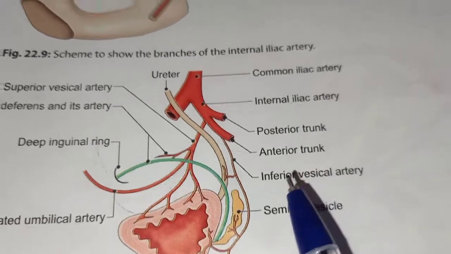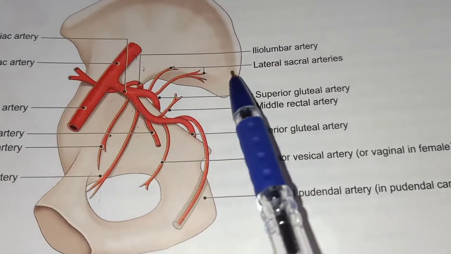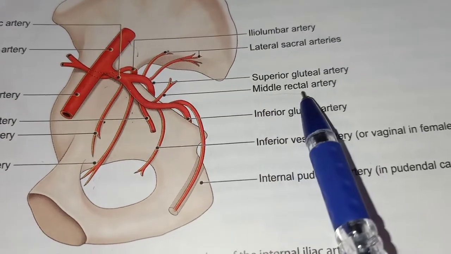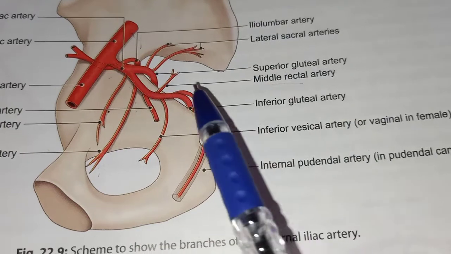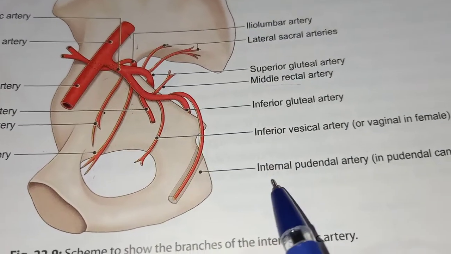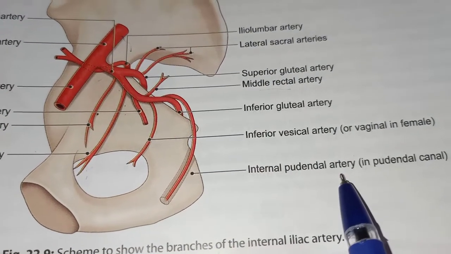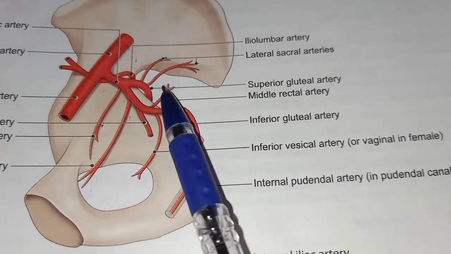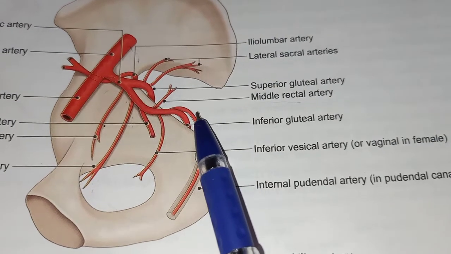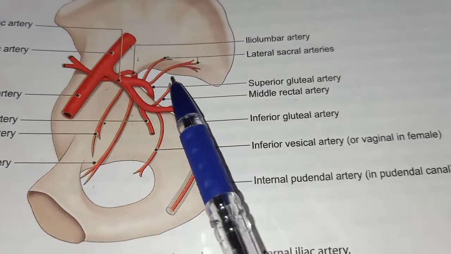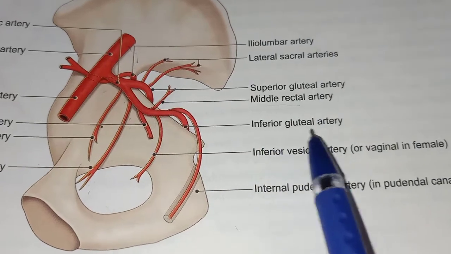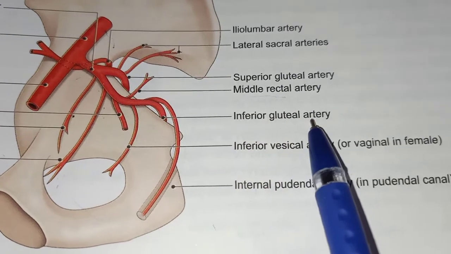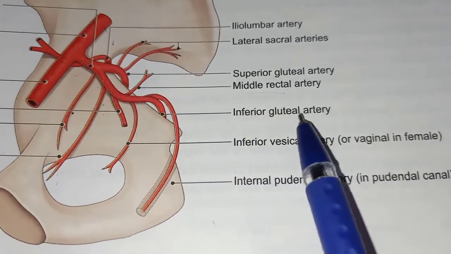The next artery from the anterior trunk of the internal iliac artery is the middle rectal artery. The next artery from the anterior trunk is the internal pudendal artery. So these are the arteries from the anterior trunk. The anterior trunk finally continues as the inferior gluteal artery.